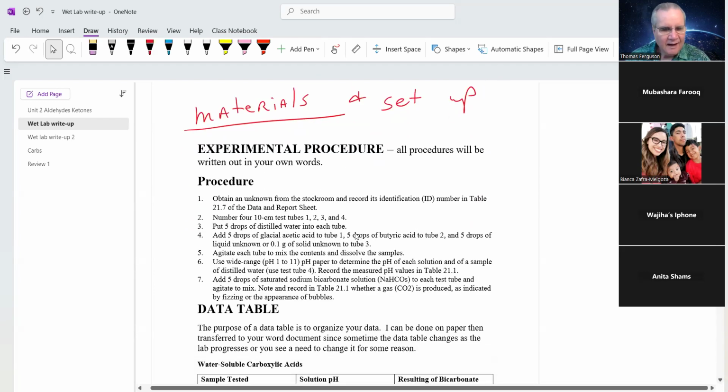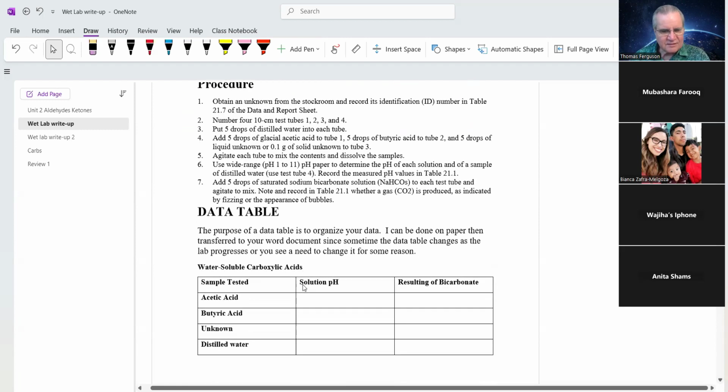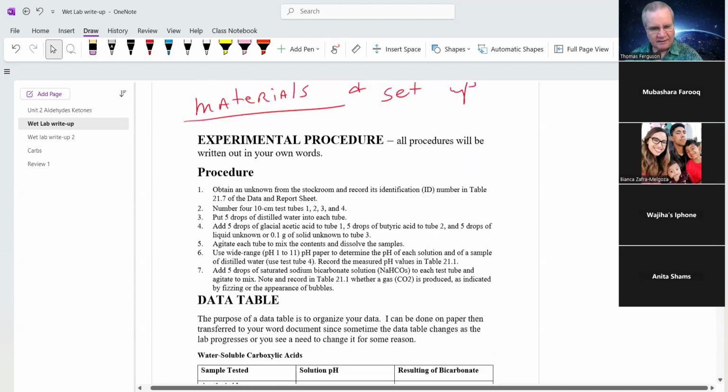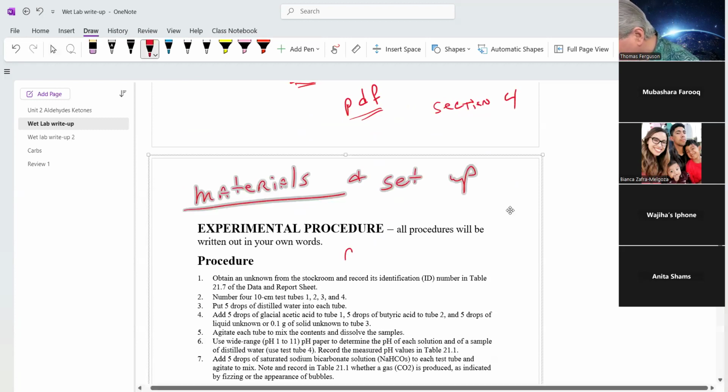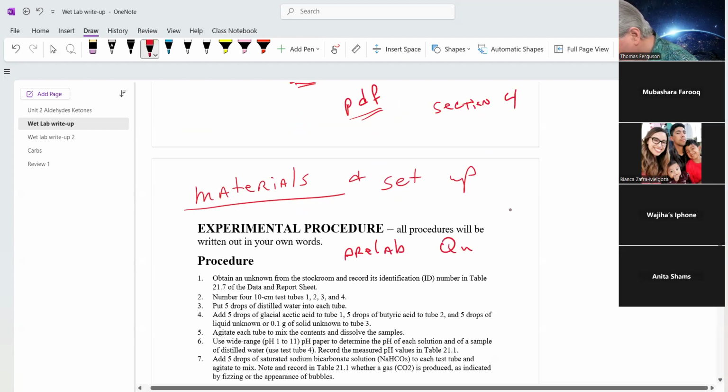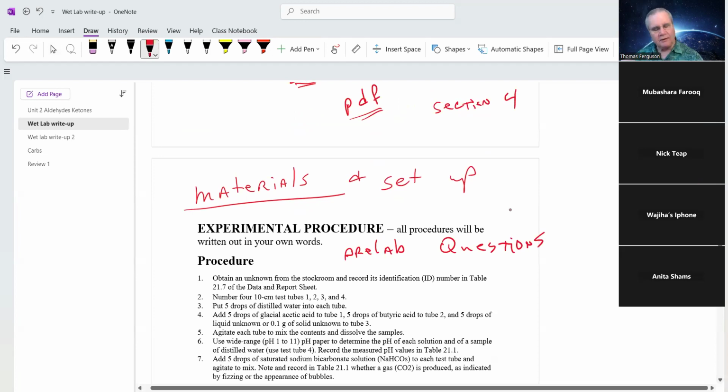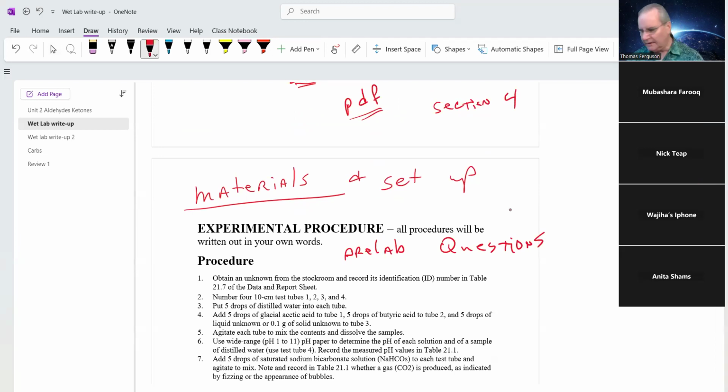Thank you, Anita. Then you're going to need a procedure. And that's the part that completes the pre-lab. Now, sometimes, I'm going to back up here, sometimes there are pre-lab questions, not all the time. Sometimes there are. If there are some, that needs to go into the pre-lab as well.